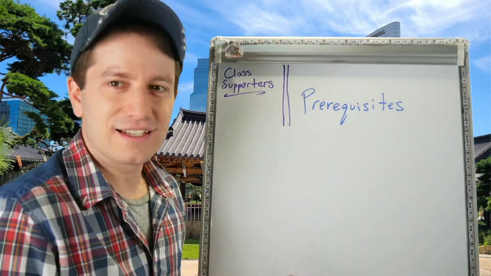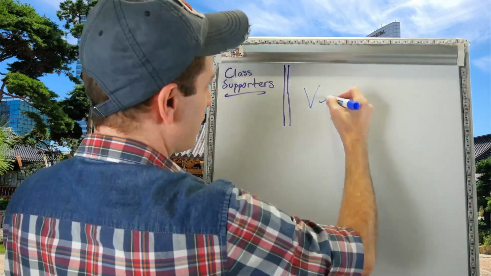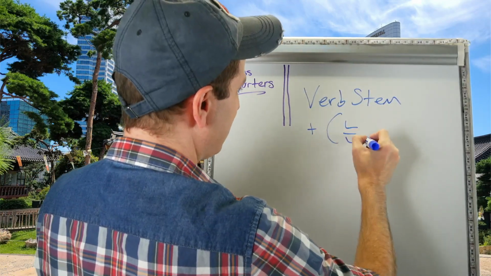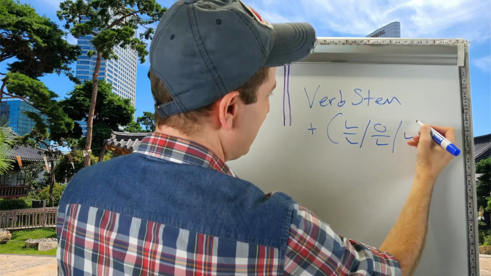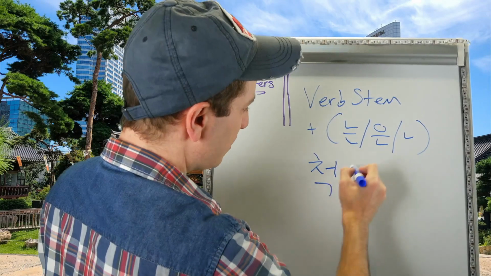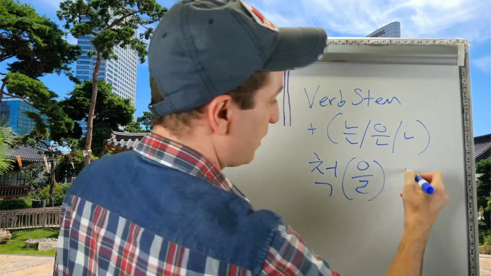Hey everyone, let's go into our form. You take a verb stem and then you conjugate it into an adjective by either attaching 는 or 은 or just ㄴ, and this depends on the verb. And then you'll add 척 optionally with the object marker and then 하다.